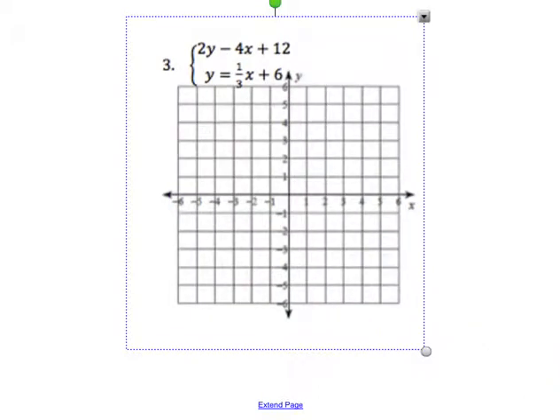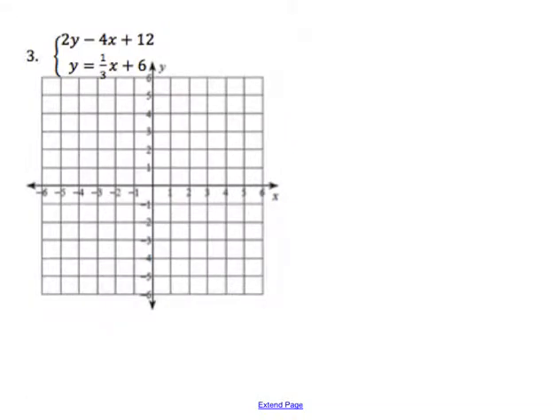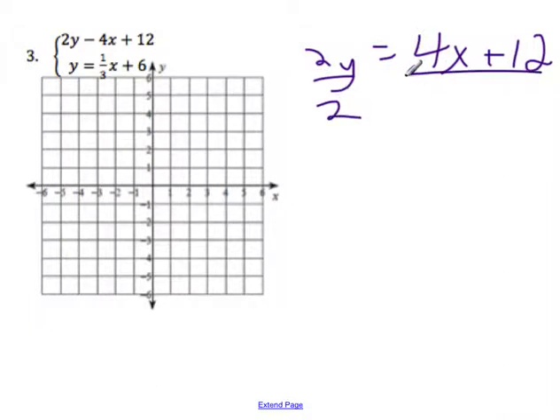So for number 3, in order to graph it, we have to solve for y. So let's go ahead and let's do that. So I have 2y, and let's make that an equal sign instead of a minus sign, is equal to 4x plus 12. So in order to solve for y, we need to divide both sides by 2. So then I get that y is equal to 4 divided by 2, which is 2, and then x, and 12 divided by 2, which is 6. So then, from there, we can go ahead and graph it.